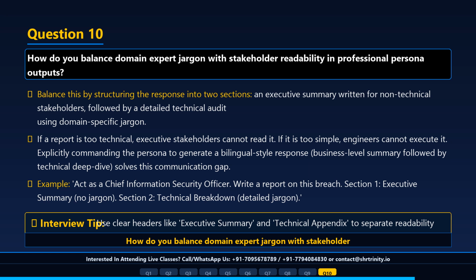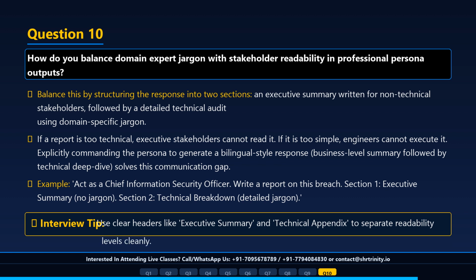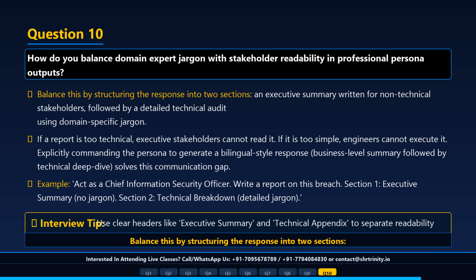How do you balance domain expert jargon with stakeholder readability in professional persona outputs? Balance this by structuring the response into two sections, an executive summary written for non-technical stakeholders, followed by a detailed technical audit using domain-specific jargon. If a report is too technical, executive stakeholders cannot read it. If it is too simple, engineers cannot execute it. Explicitly commanding the persona to generate a bilingual-style response, business-level summary followed by technical deep dive, solves this communication gap.